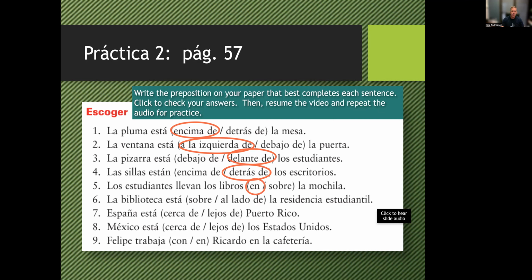Número 6, la biblioteca está al lado de la residencia estudiantil. Número 7, España está, you have to know a little bit of geography for this one, lejos de Puerto Rico, far from Puerto Rico. Número 8, México está cerca de los Estados Unidos. It's close to the US. Y número 9, Felipe trabaja con Ricardo en la cafetería. ¿Verdad? Okay, muy bien. Just some examples again of how to use these prepositions to help with location.